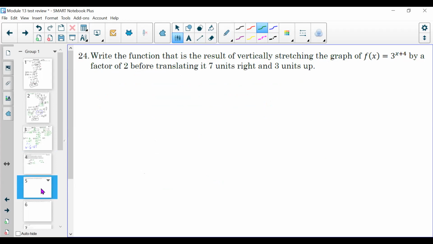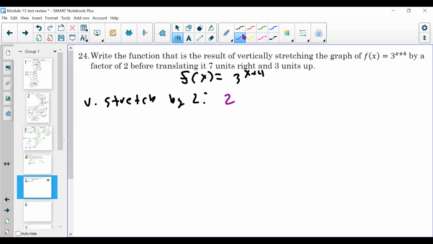24, write the function that is the result of vertically stretching the graph f of x by a factor of 2 before translating it 7 units to the right and 3 units up. All right, so let's go step by step. So I have 3 to the x plus 4. And I'm going to vertically stretch it by 2. So vertical stretch by 2 means I'm going to take my a value, multiply by 2, and multiply the k value by 2 as well. But I don't really have a k value to multiply with. So I'm just going to multiply 3 to the x plus 4 by 2. So I have 2 multiplied by 3 to the x plus 4.